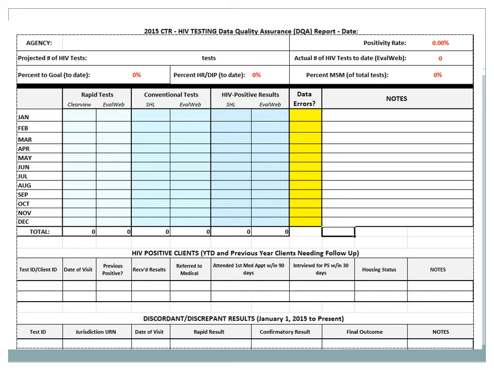So things to point out on here, we include the projected number of tests that they anticipated administering, the percent to goal, so what their progress is in meeting that. And the percent of HR/DIP, what that refers to is the percentage of testing that has occurred among high-risk and disproportionately impacted populations.